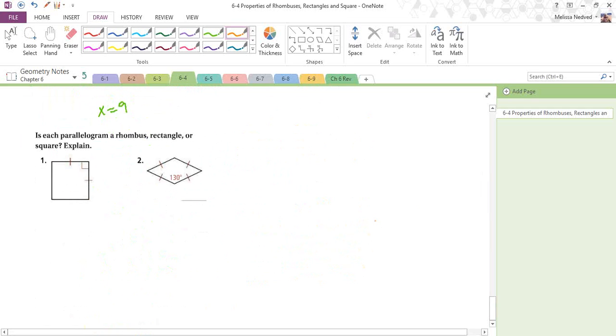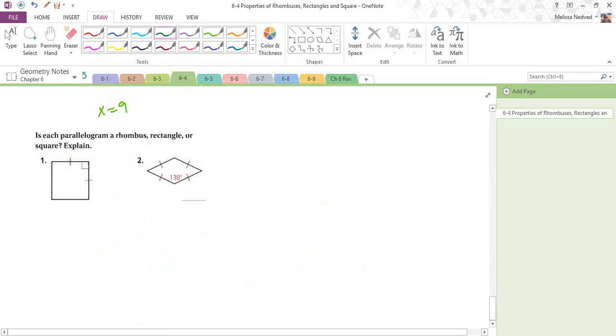So this last one, we're just going to go back to looking at now what we know about the properties of rectangles and rhombuses and our definitions and identify which each of these figures are. Again, we're told that it's a parallelogram. So we know that we at least have those properties of parallelograms to be true. Then we want to decide if it's a rhombus, a rectangle, or a square. So let's start by looking at number 1. And I'm noticing here that this top side is marked congruent to the right side.